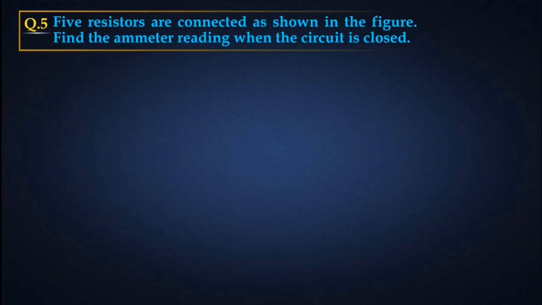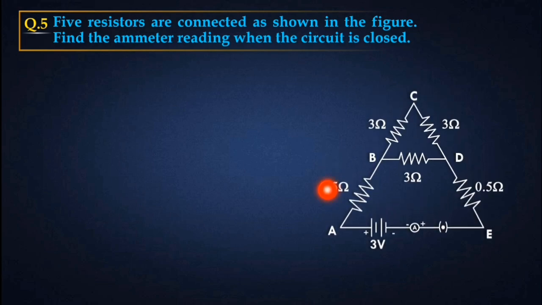Okay, now see the last question. 5 resistors are connected as shown in the figure. Now we have to find the ammeter reading when the circuit is closed. So first we have to find the total resistance between B and D.